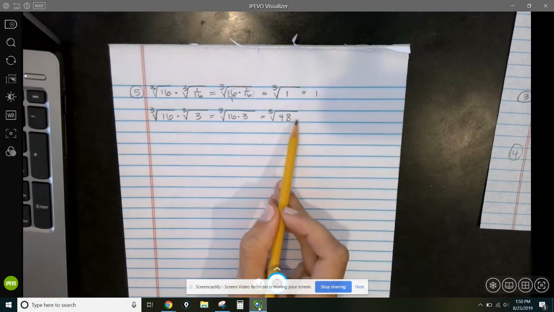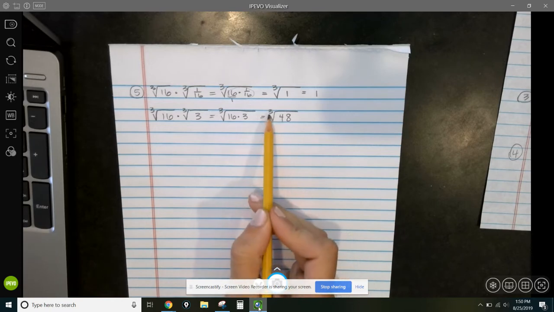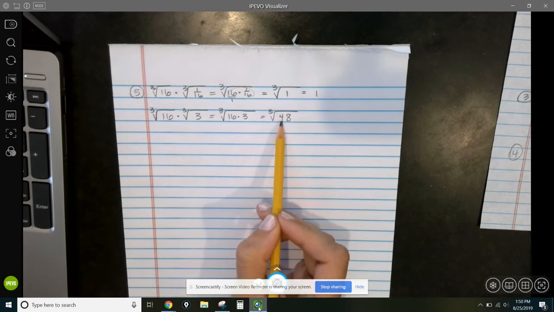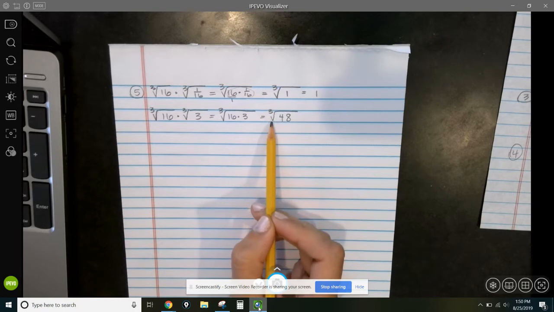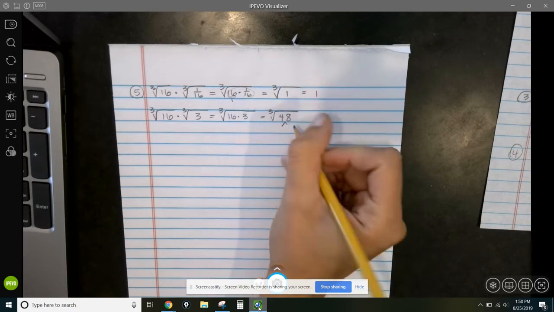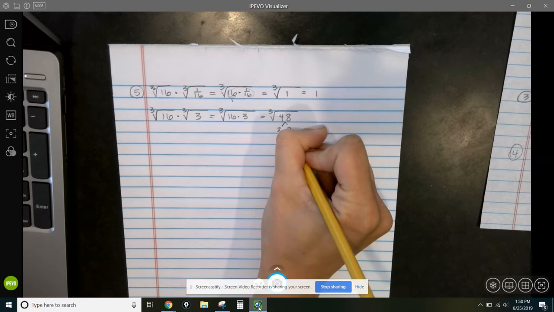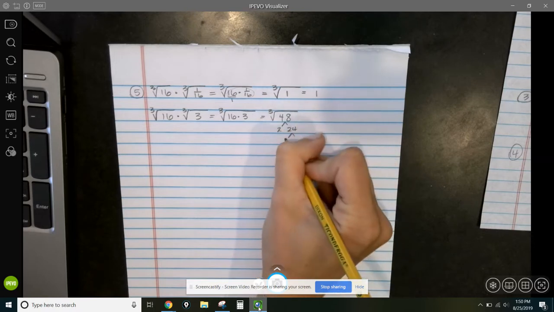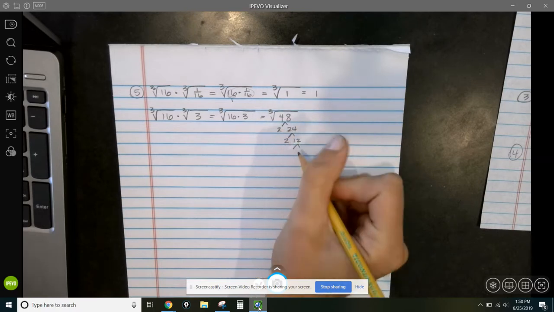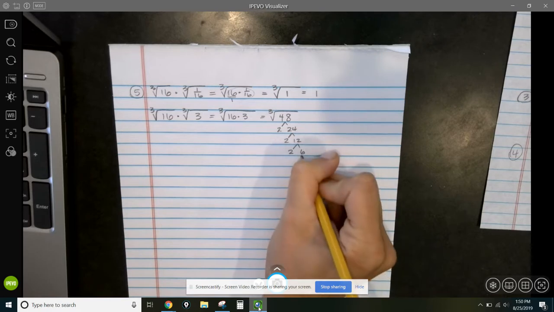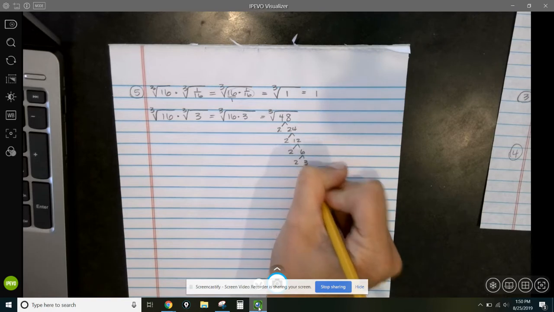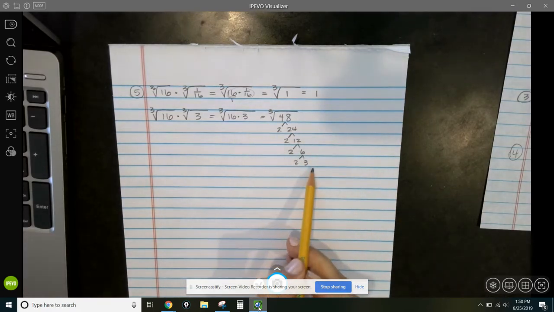Now to simplify the cube root of 48, I need to break this up using a factor tree and see if there are any groups of 3 that I can pull out, because under a cube root, I need to pull out groups of 3. So 48, I know it's even, so I'm going to go 2 times 24. 24 is 2 times 12. 12 is 2 times 6. 6 is 2 times 3. So I have this down to the prime factorization.